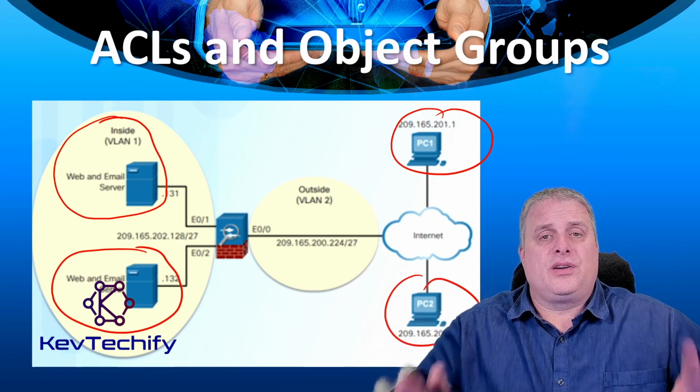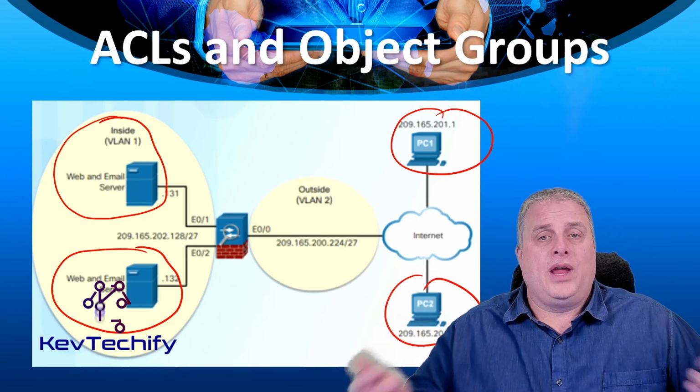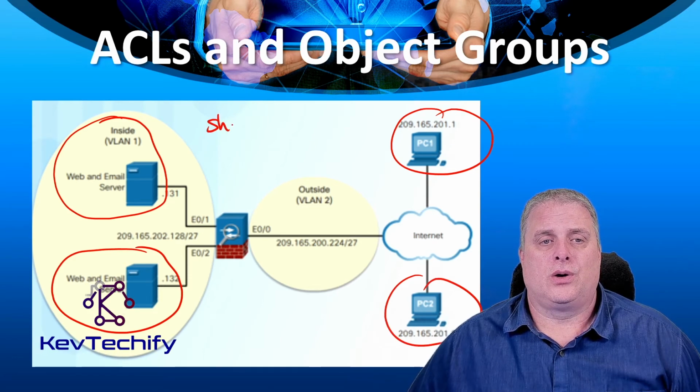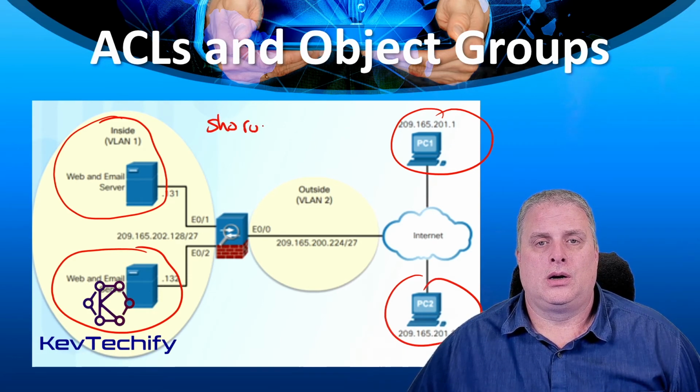Now, once you have all your access control lists set up, we have our two show commands again. One command here is show run access-list.